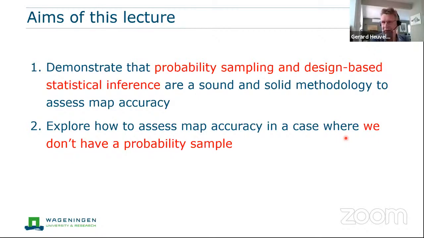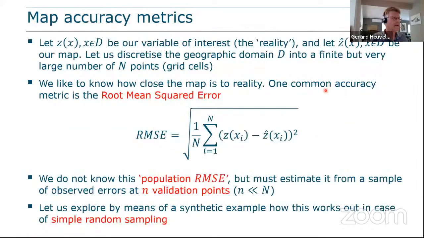A second aim of this lecture is that I want to explore together with you how we can assess map accuracy in a case where we don't have a probability sample. One assumes, and that's maybe the downside of probability sampling and design-based statistical inference, that you are able to collect a probability sample. And maybe that's not always realistic. So we also want to look at aim number two. But let's start with aim number one.